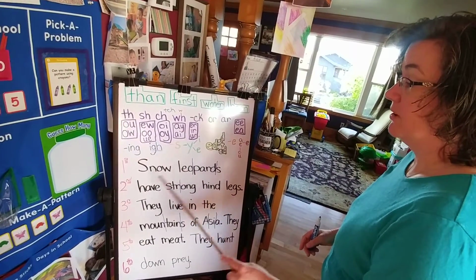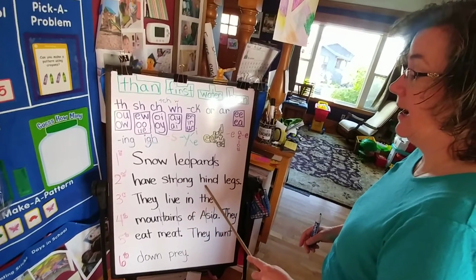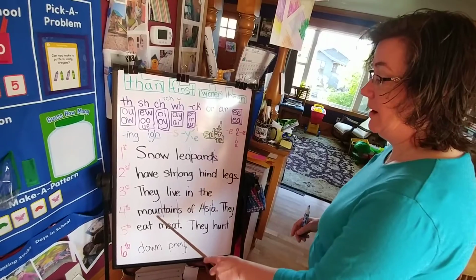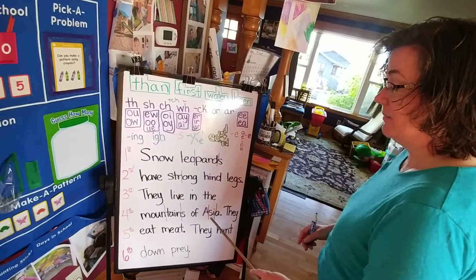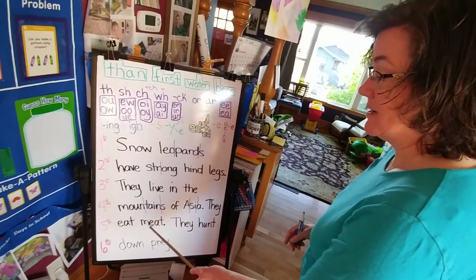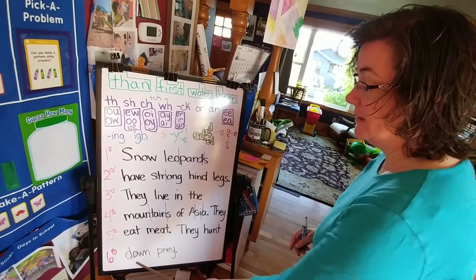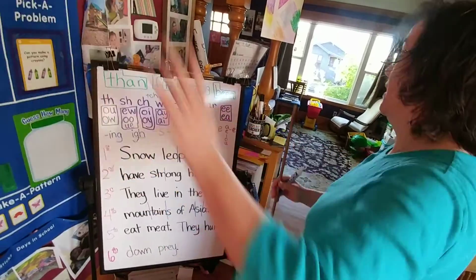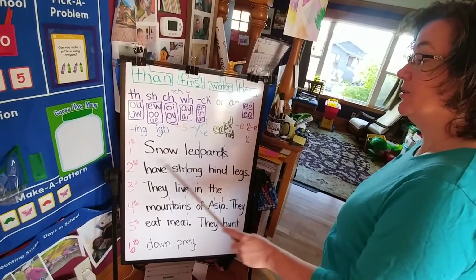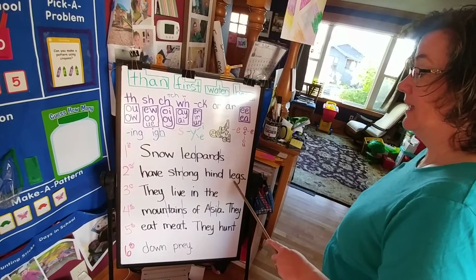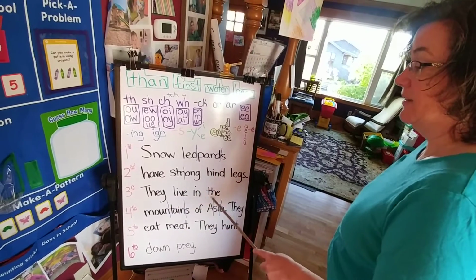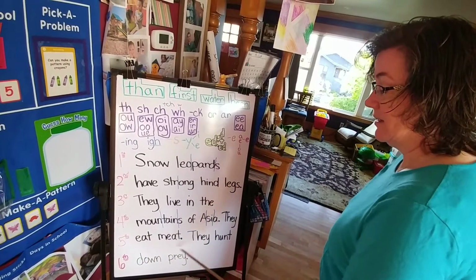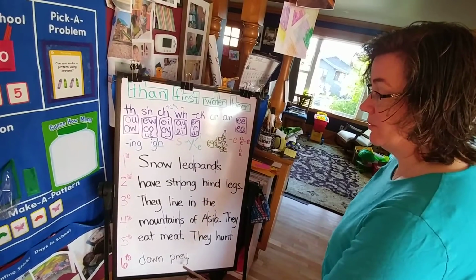Let's do it one more time, this time a little smoother. Pointers up. Snow leopards have strong hind legs. They live in the mountains of Asia. They eat meat. They hunt down prey. So one last time, this time as smooth as possible. Snow leopards have strong hind legs. They live in the mountains of Asia. They eat meat. They hunt down prey.